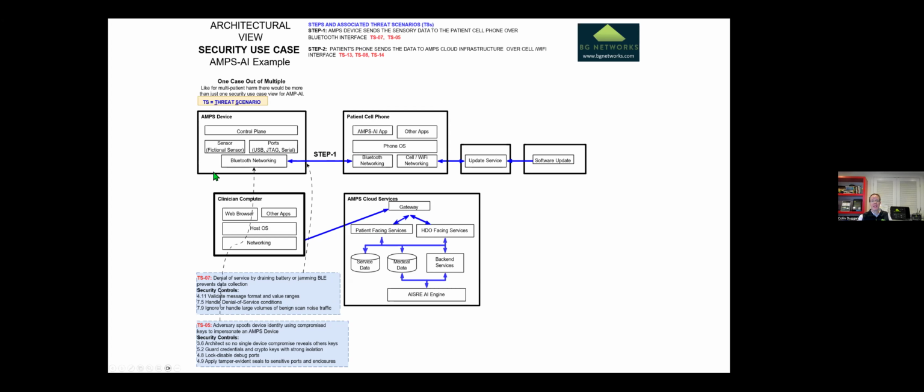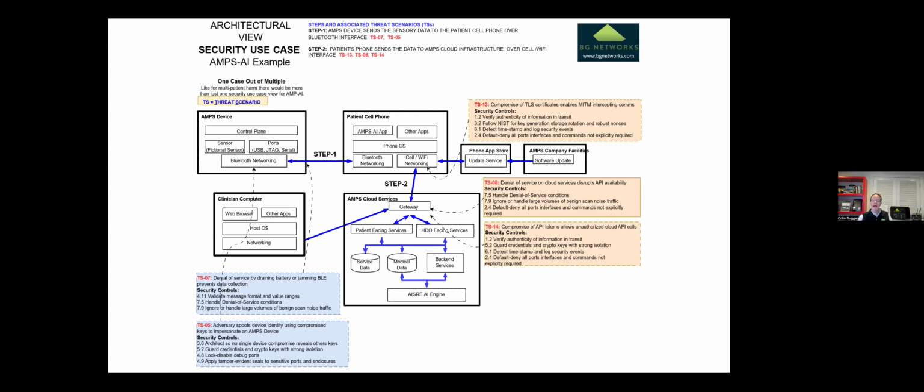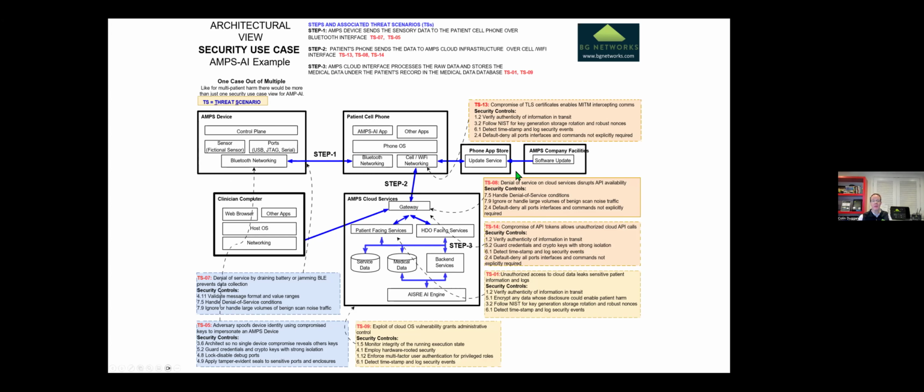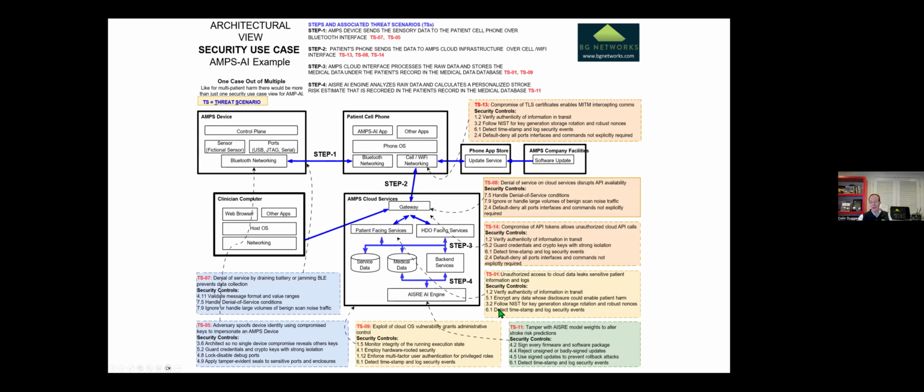Step 2 is the phone sends the data up to the cloud, which you can see here. And then here are the security controls that we have associated with sending the data up to the cloud. Step 3 is that the cloud is going to process the data. And we have these security controls associated with the data coming into the cloud and the actual operation of the cloud here. And then step 4 is that the AI engine is going to analyze the data. And here are the security controls that we have associated with that step.